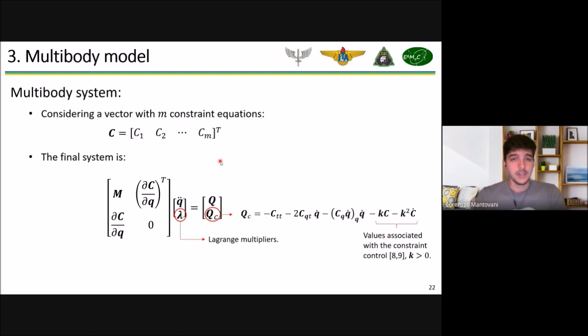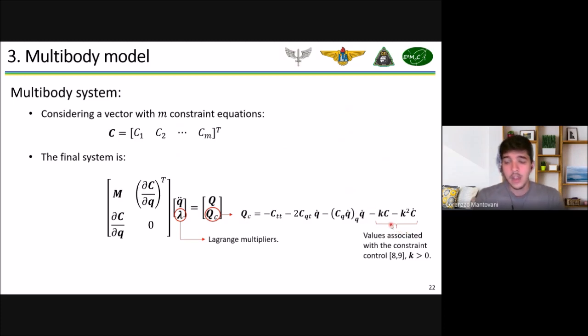And then we have several constraint equations, several for each body, and we can write it in a vector C. This vector C we can use together with the generalized mass matrix and Lagrange multipliers. So we have a new system of equations, but now the equations are coupled. The dynamics are coupled. And we also have a vector Q_C. Well, it's not a force here, but we can expand this term. And what I'm going to show you is these last two terms that we can add to it.